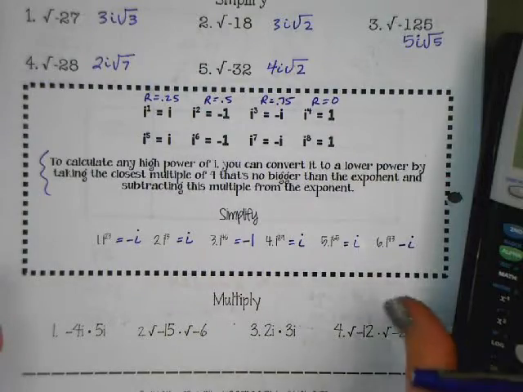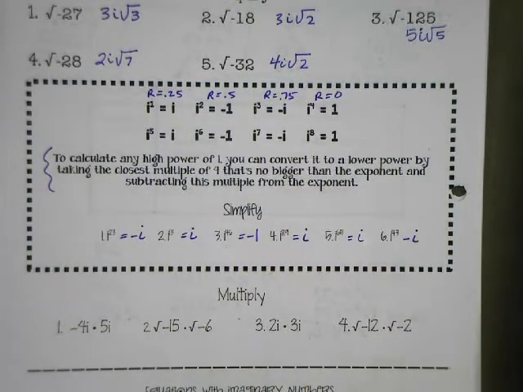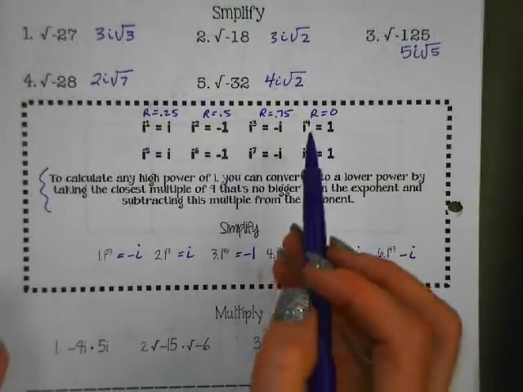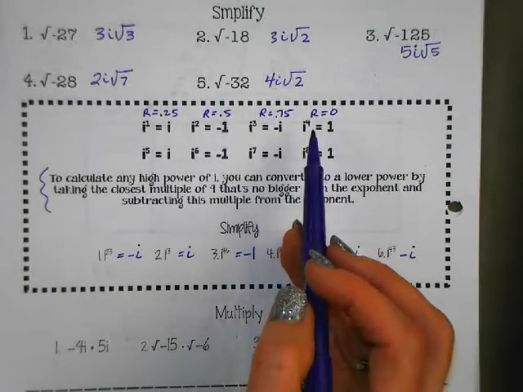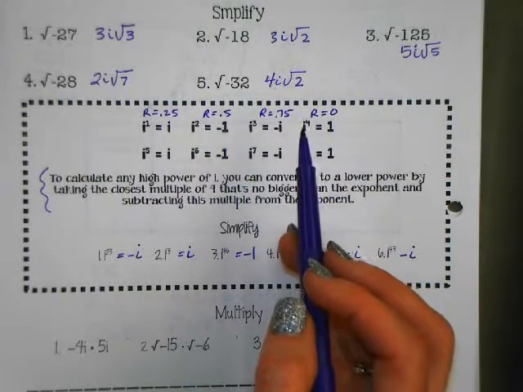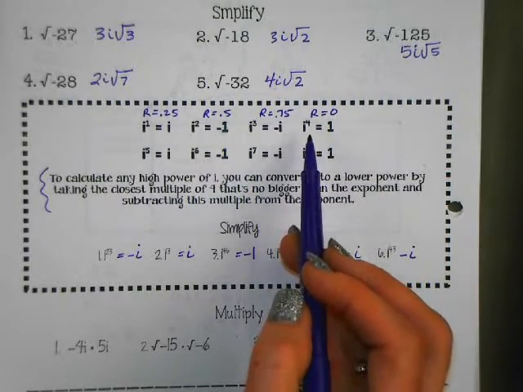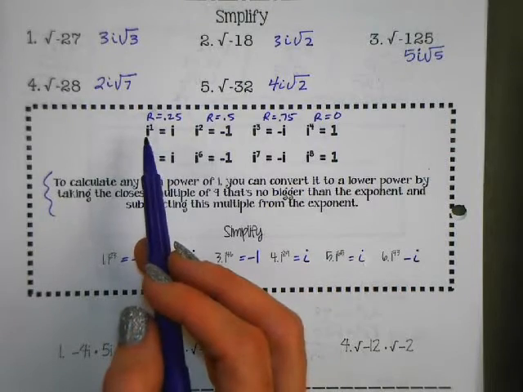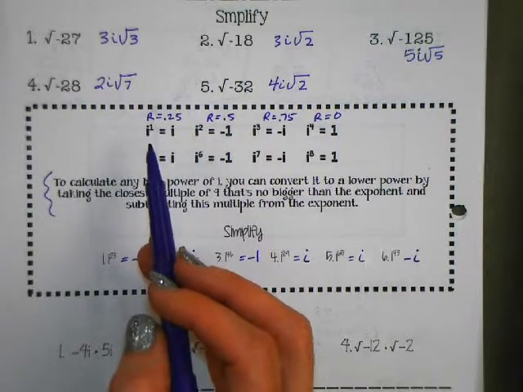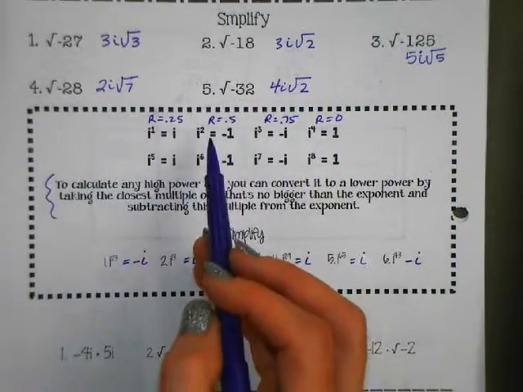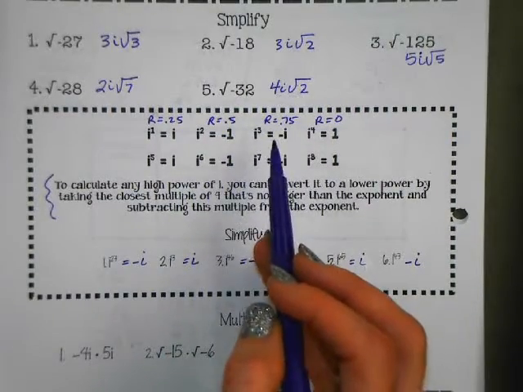Basically what you're looking at is how many spots you are from a multiple of 4. If I'm at 4, I'm 0 spots from 4. If I'm at a 1, I'm 1 spot from a 4. If I'm a 2, I'm 2 spots from 4, and if I'm at a 3, I'm 3 spots from 4.